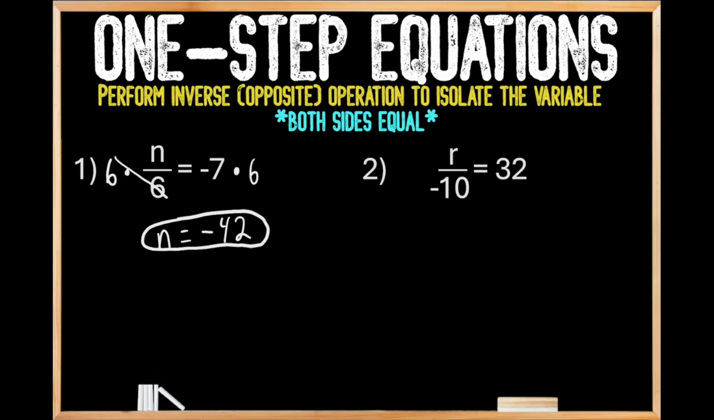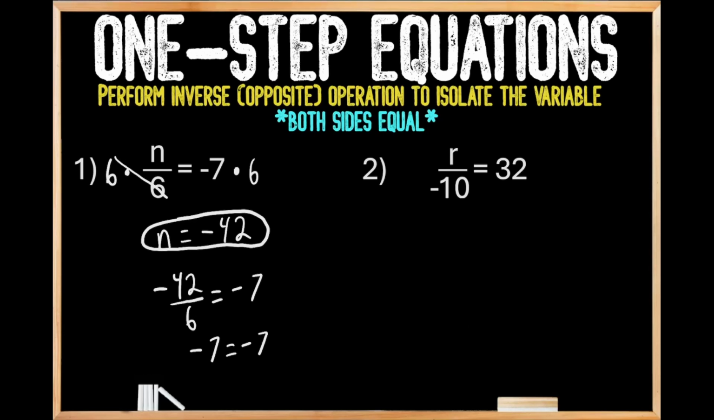And just to make sure that we have the correct answer here, we're going to plug in our value for n in our original problem. So we have -42 being divided by 6 equals -7. And since we're dividing our negative by a positive, it means that we're going to have a negative quotient. So when we divide -42 by 6, we get -7. And then since both sides of this equation are equal, it means that we have the correct answer. n is equal to -42.